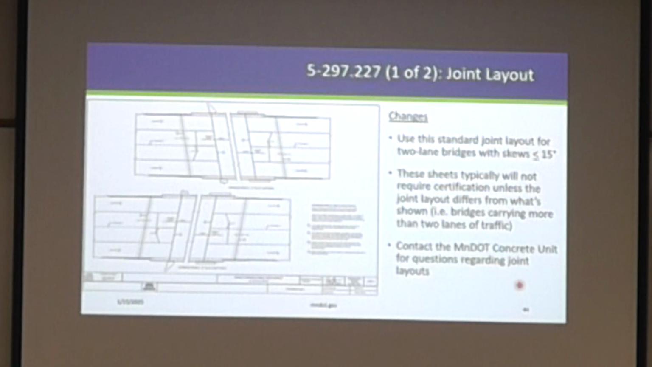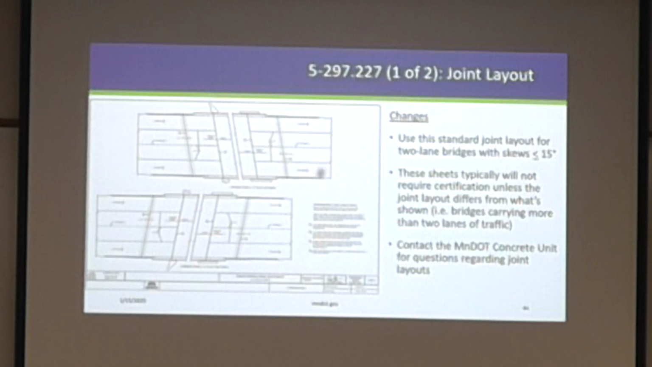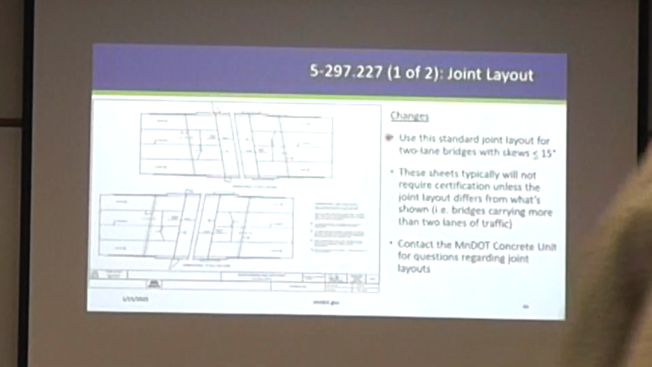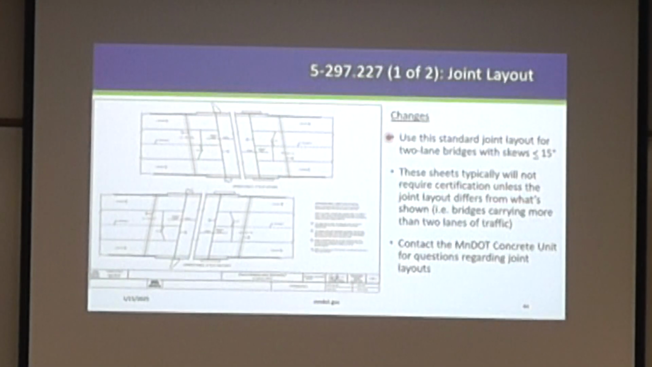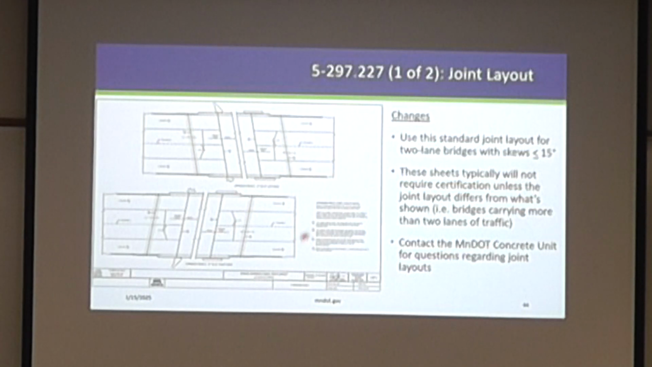All right, the joint layout. So these are the sheets I was alluding to, the C2, H-D joints and etc. Those would be indicated here where those are located. I would say use this standard joint layout for really just 2-lane bridges and skews less than or equal to 15 degrees. We have a separate layout when you have a larger skew. That'll show next. And typically these won't be modified by the engineer.